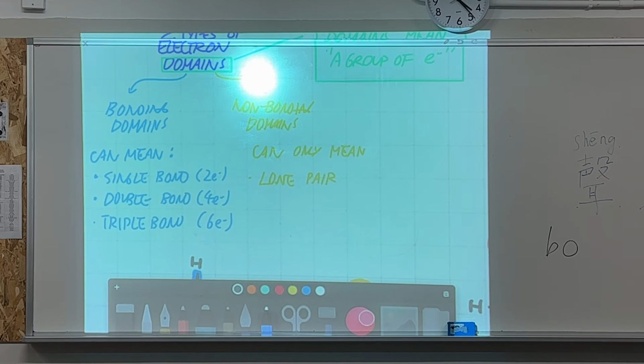The bonding domains, they are visible. Okay, so they are visible. The non-bonding domains, they are invisible. Okay, so these are invisible. So you cannot see them.